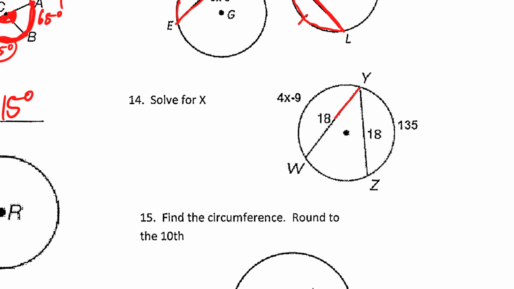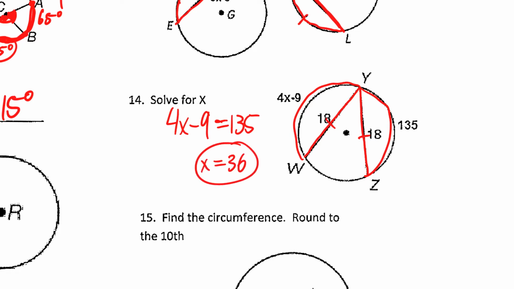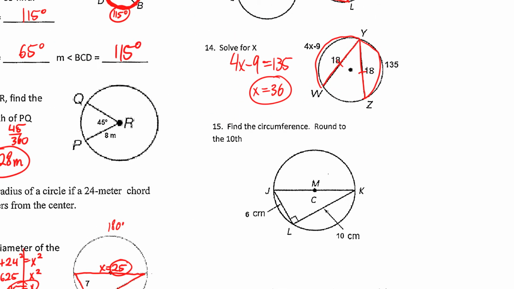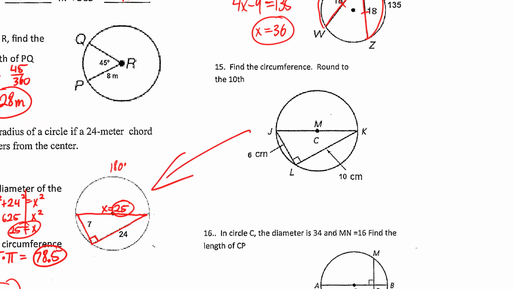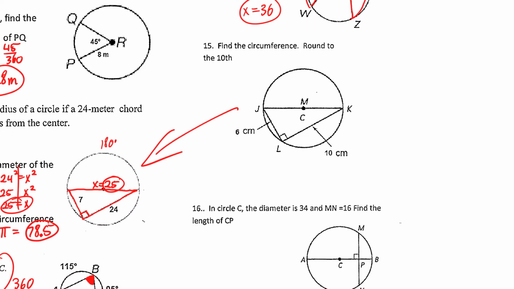Number 14. This chord and this chord are congruent. They're both 18, so that means that this arc and this arc are congruent. So 4x minus 9 equals 135. Add 9, that gives you 144, divided by 4, and that gives you 36. Number 15 says find the circumference. That's the exact same thing as that right there, so I'm not going to do another one.